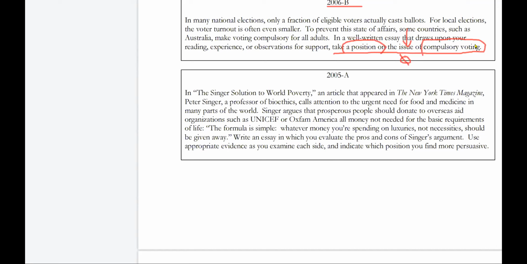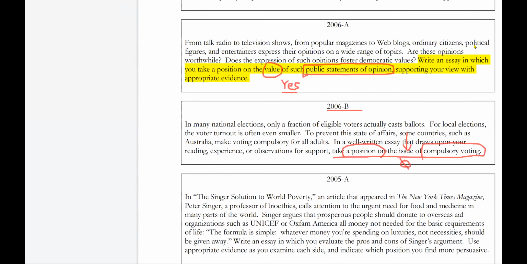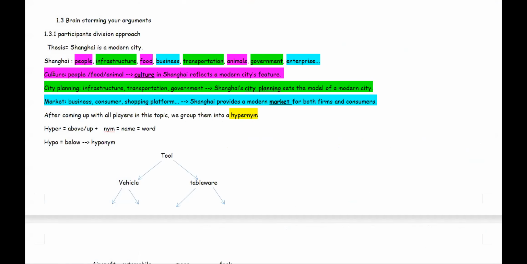Okay. There you go. See, now we use this participant division approach. We already proved that it doesn't matter what kind of a prompt, true, false, pros, cons, or semi-open, it's up to us. We can use this participant approach to come up with at least 2 or 3 arguments. That makes sense? Yes. Okay. So that's the first approach. It's called participant division approach, right?